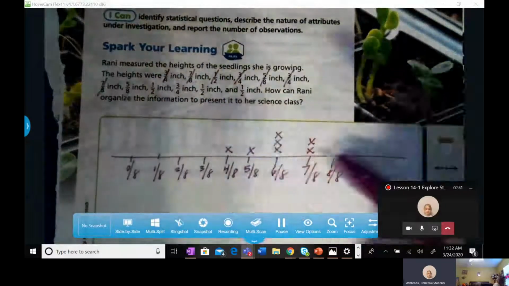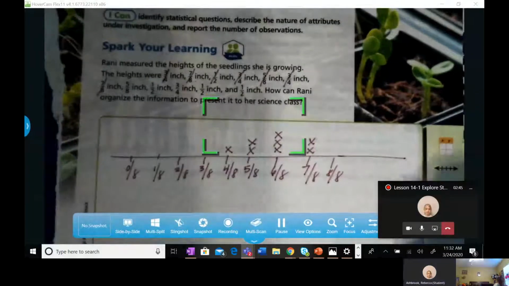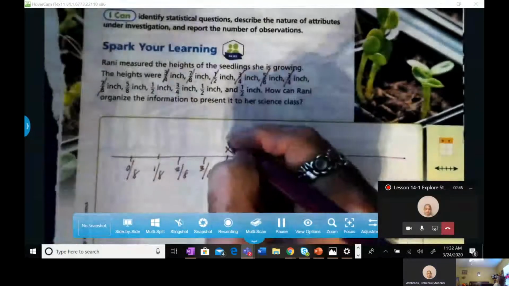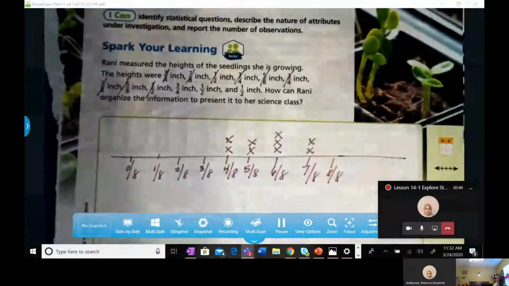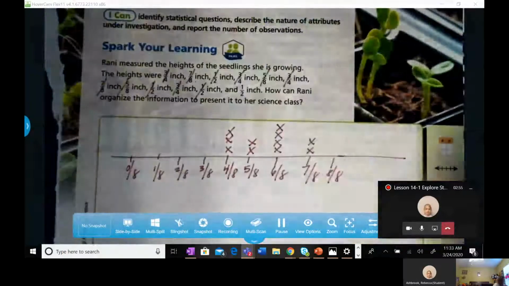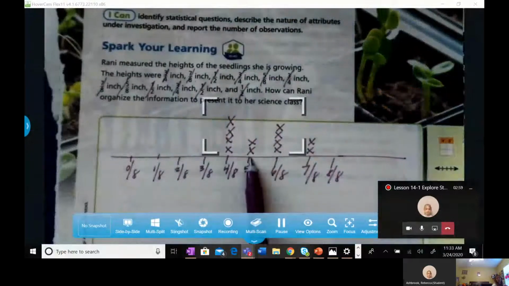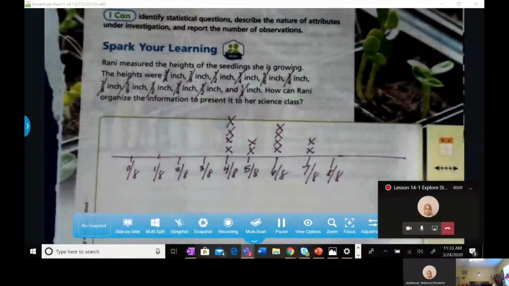All right, so 5/8. 1/2 would actually be 4/8. And 3/4 would be 6/8. 1/2 would be 4/8. And 1/2 again would be 4/8. So we should have 4, 2, 4, and 2.